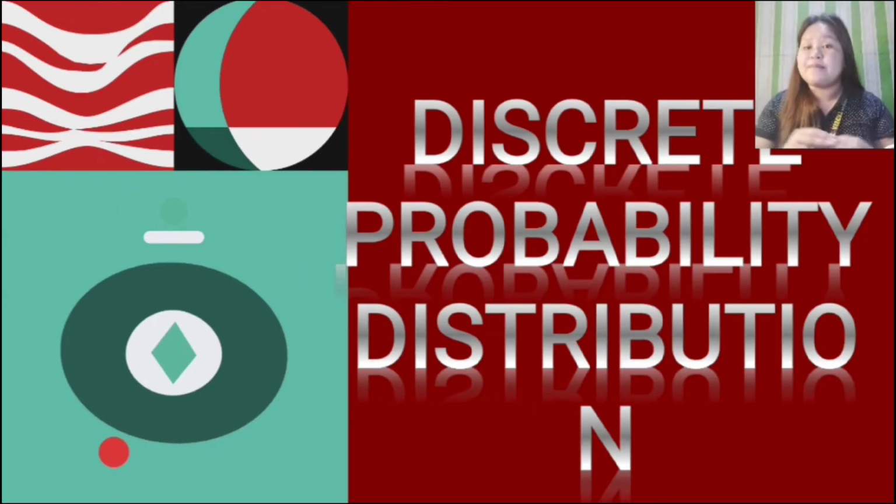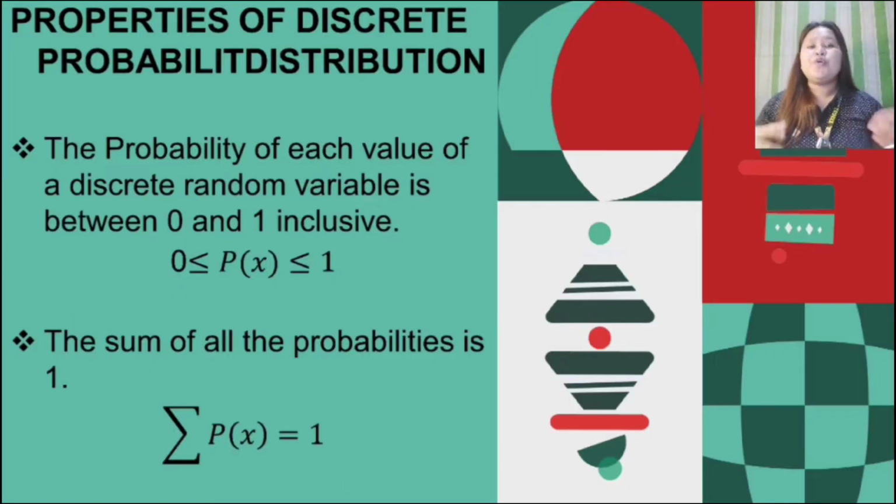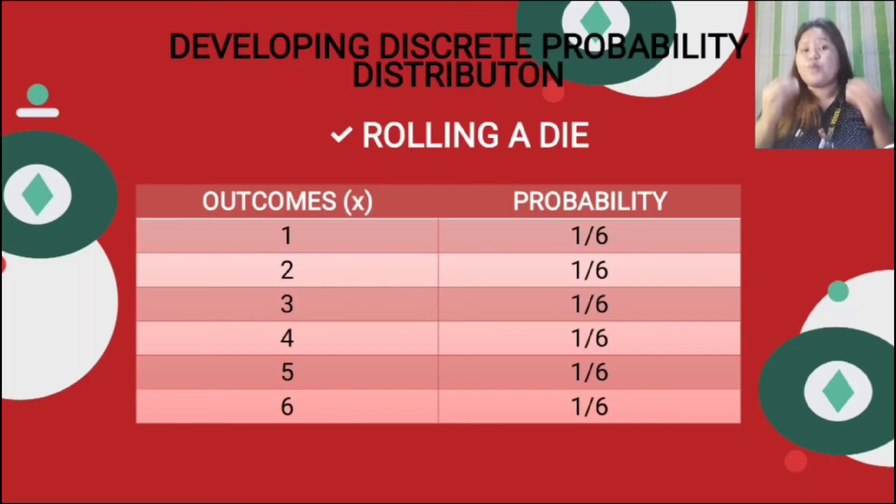Now, let's open the topic of discrete probability distribution. There are two properties that we need to consider in determining, or in computing, the discrete probability distribution. First, the probability of each value of the discrete random variable is between 0 and 1 inclusive. Second, the sum of all probabilities is 1. So, it is important to distinguish between the two types of random variable, the discrete and continuous.